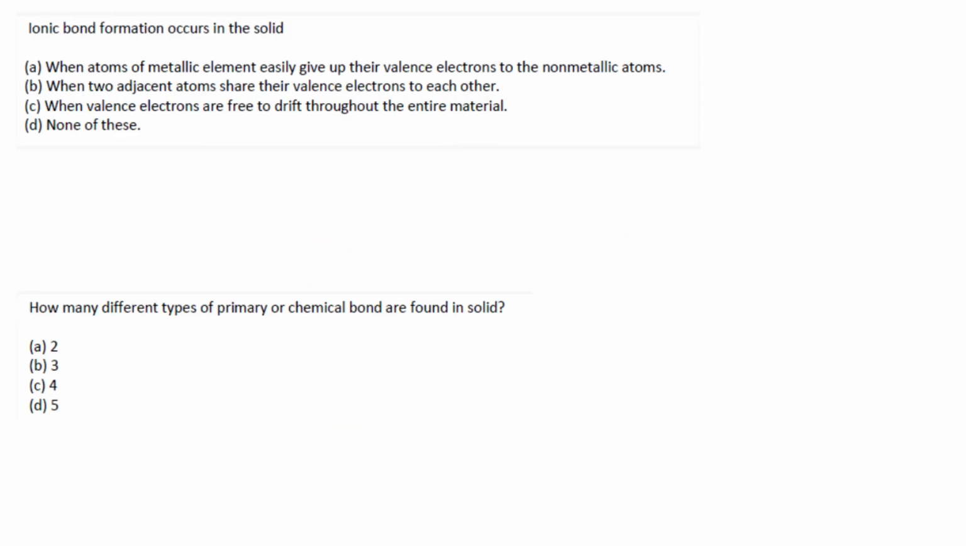So it's a theory question. The question is, ionic bond formation occurs in the solid when atoms of metallic element easily give up their valence electron to the non-metallic atom. Option B is when two adjacent atoms share their valence electron with each other. Option C is when valence electrons are free to drift throughout the entire material. Option D is none of these. So which one will be the answer for this?